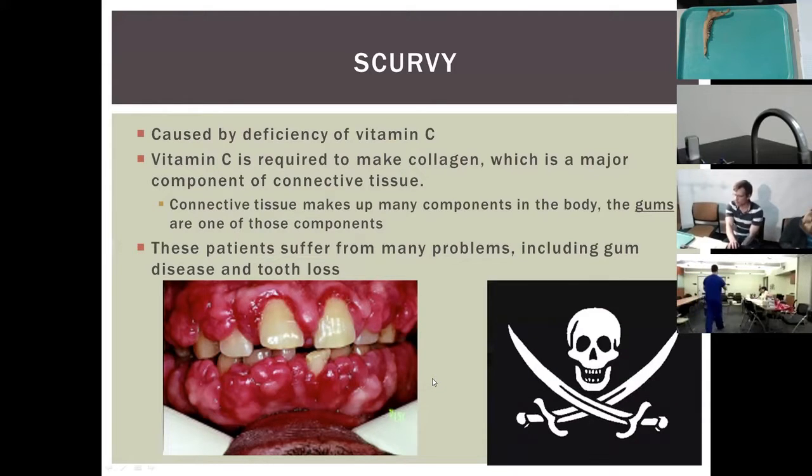And I put a pirate flag up here because this was common with pirates, because pirates would be at sea for a long time back in the day, and they wouldn't have fruits on board, and so they would become vitamin C deficient. So if you ever hear of a pirate getting scurvy, that's why. It's because their diet lacked vitamin C.